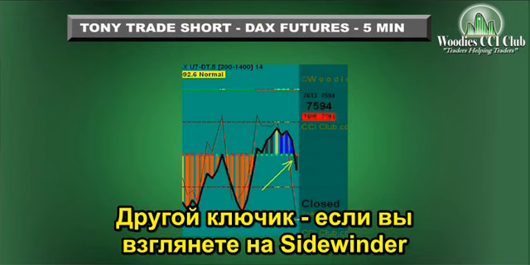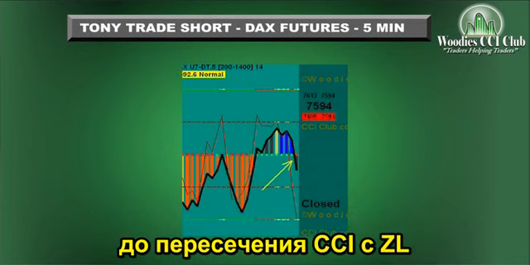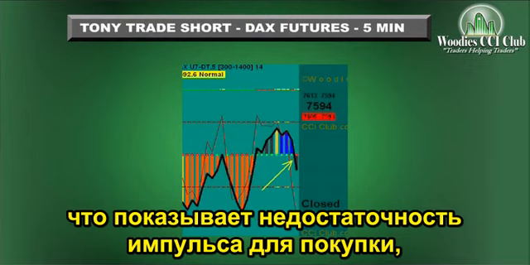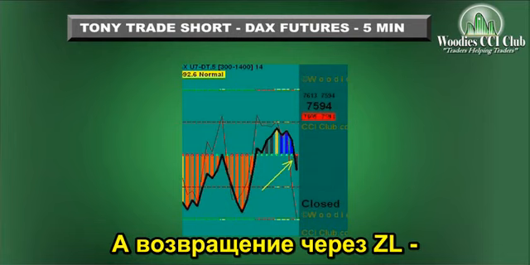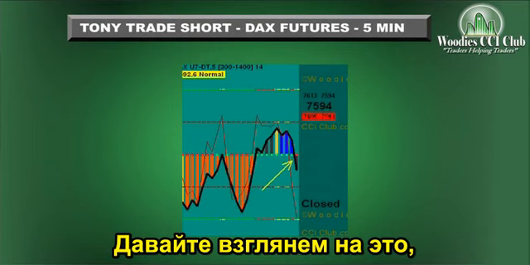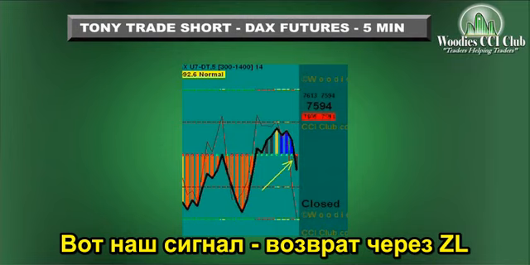The other clue is if you look at the sidewinder, it says we had a nice trend with the green one above the zero line, and all of a sudden we got kind of a flat trend develop, which shows lack of momentum to the upside or a lack of buying, and coming back through the zero line was our trigger to go short, excuse me. So let's take a look at that trade as it develops. There's our trigger coming down through the zero line.